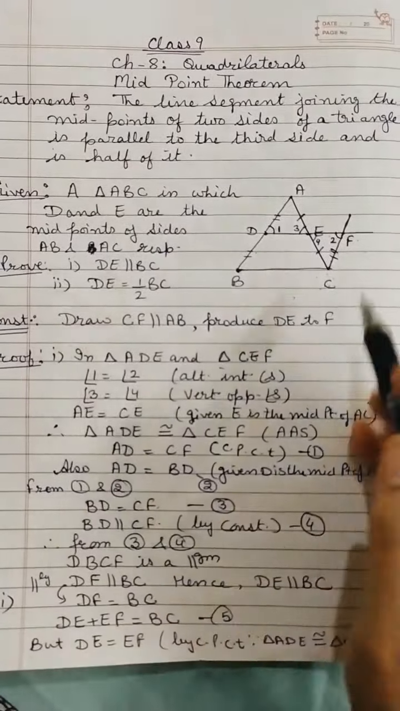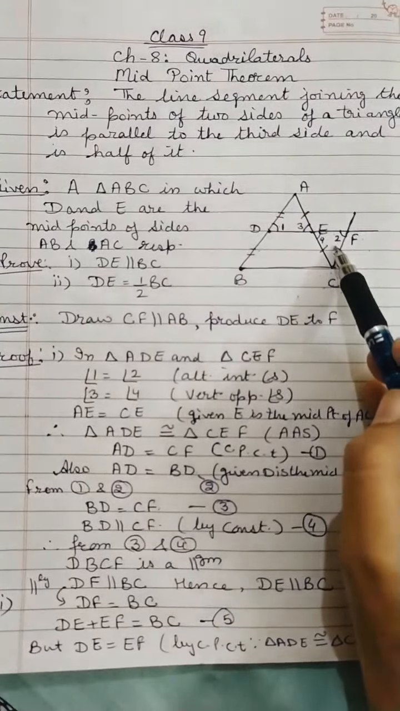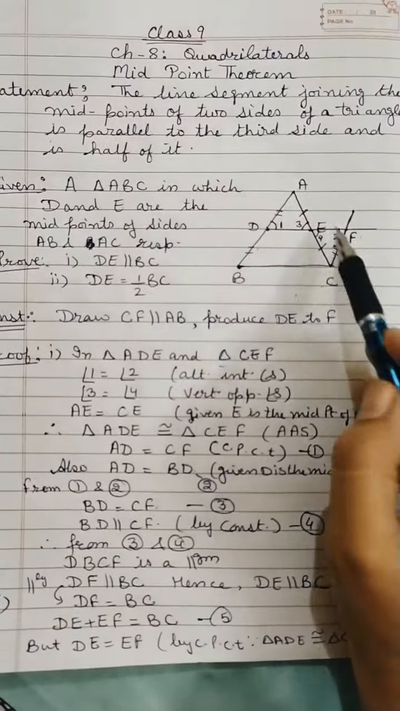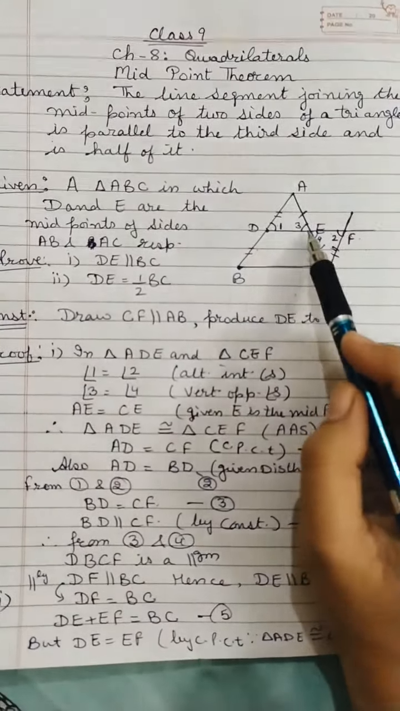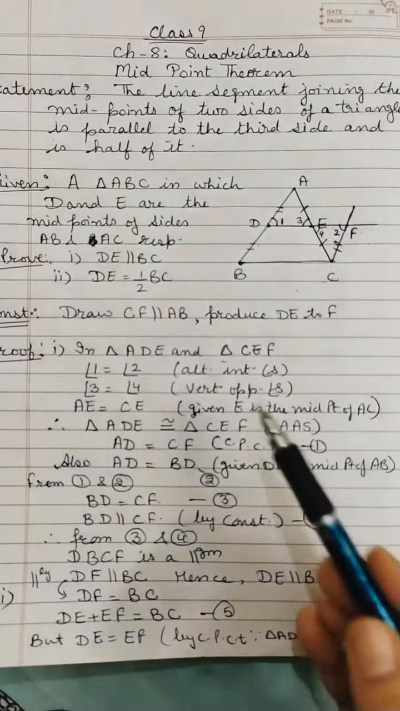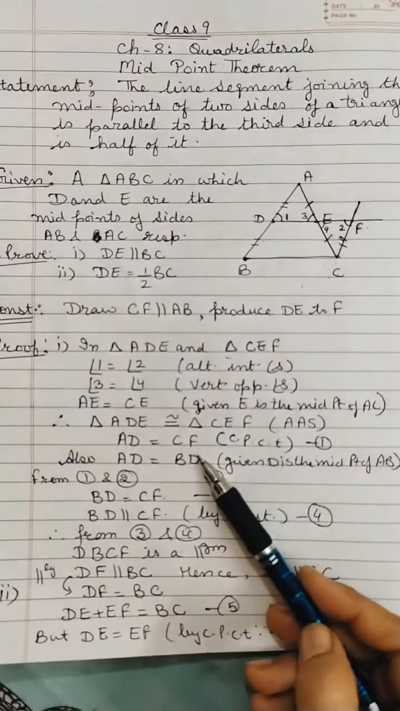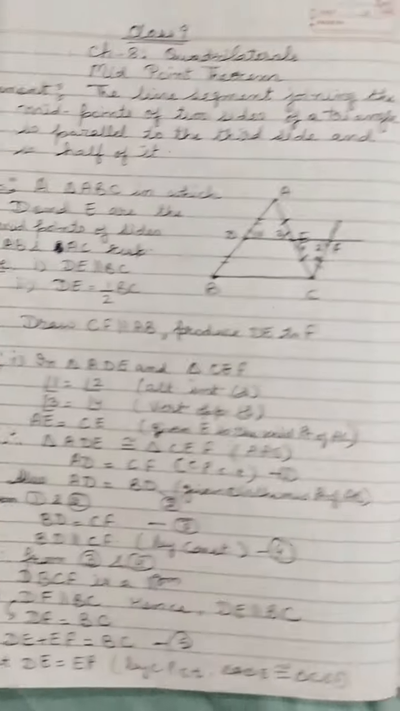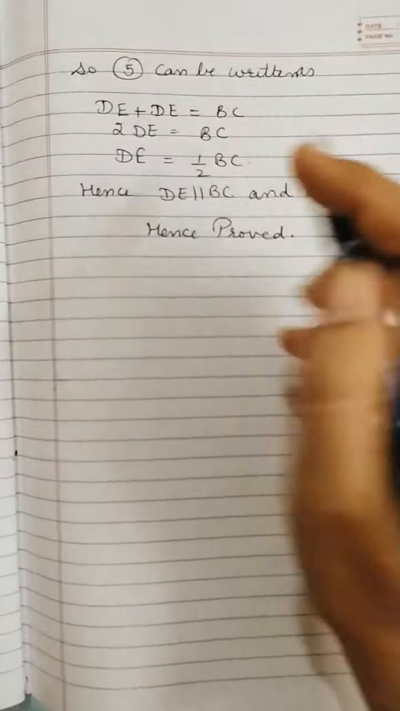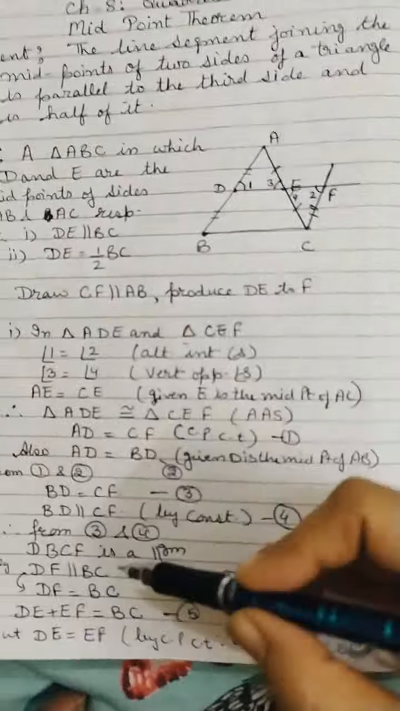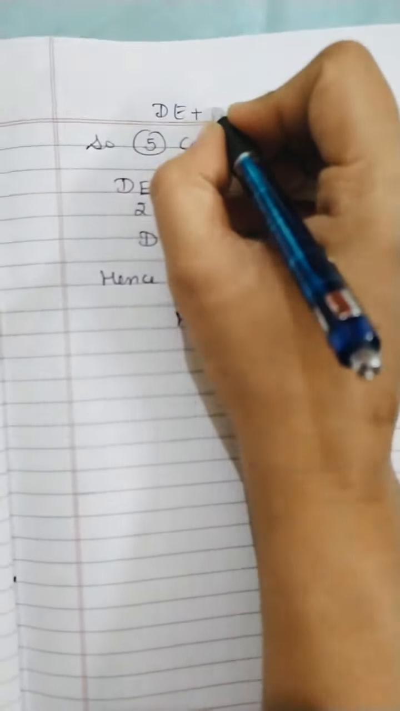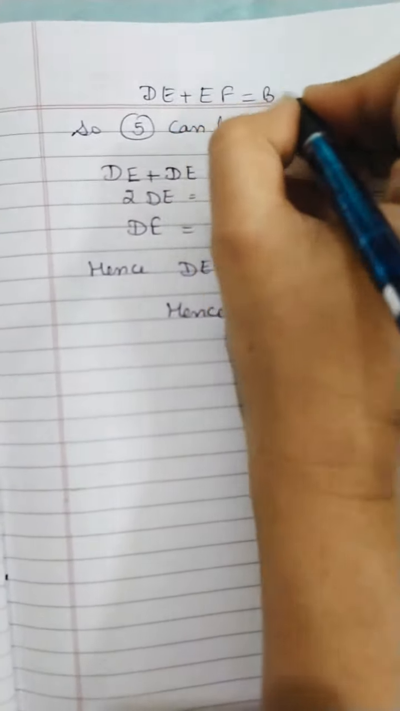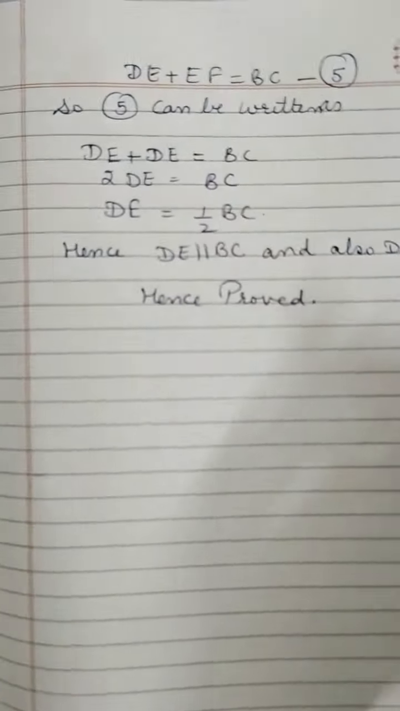Now these two triangles we have already proved to be congruent. If they are congruent, then DE is equal to EF by CPCT. Already we have proved that the triangles are congruent. That means I can write: here we have written DE plus EF is equal to BC. This we have proved as number 5.